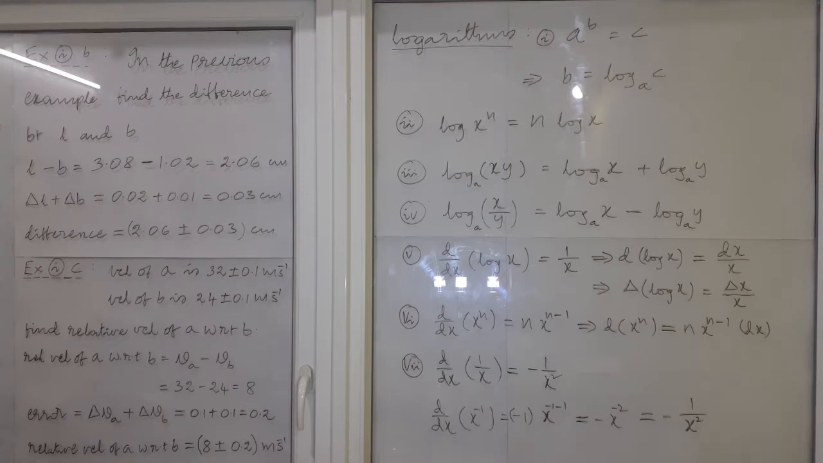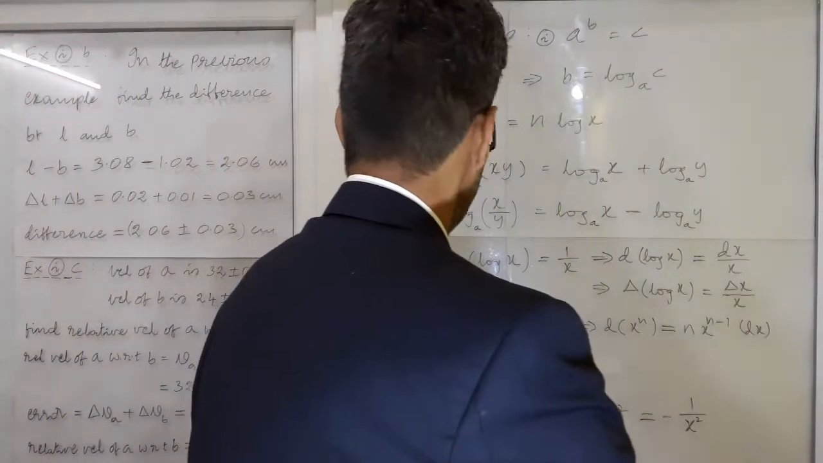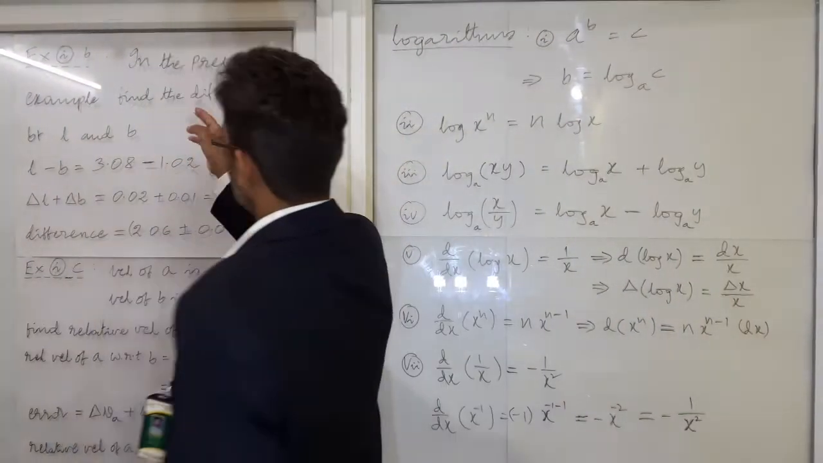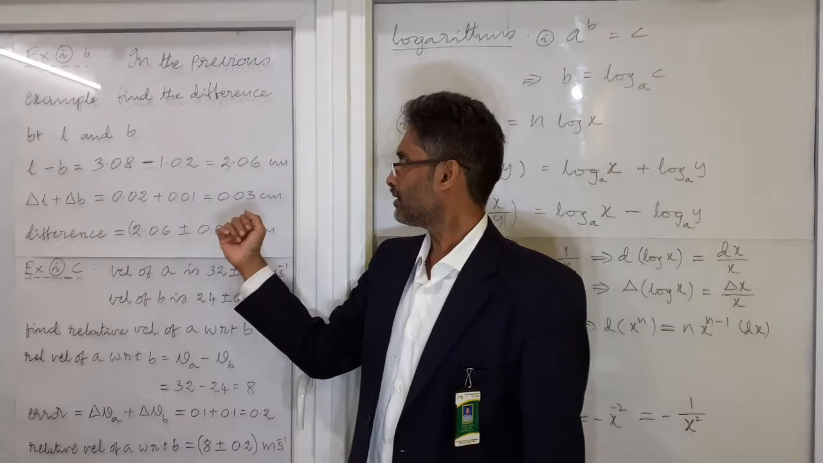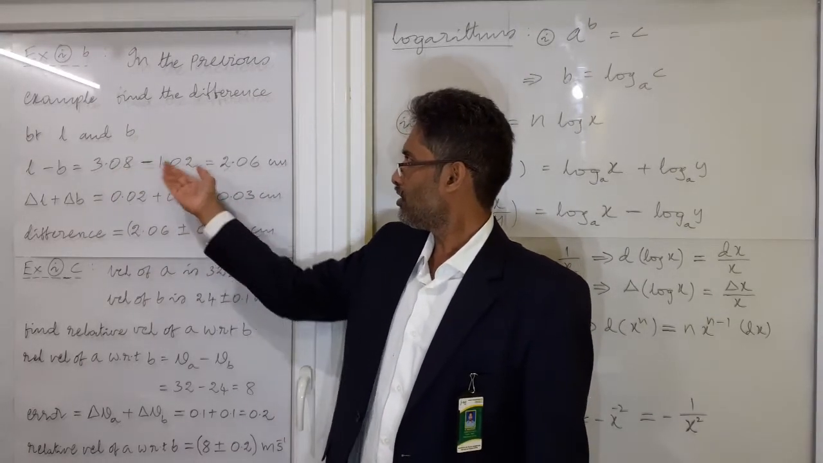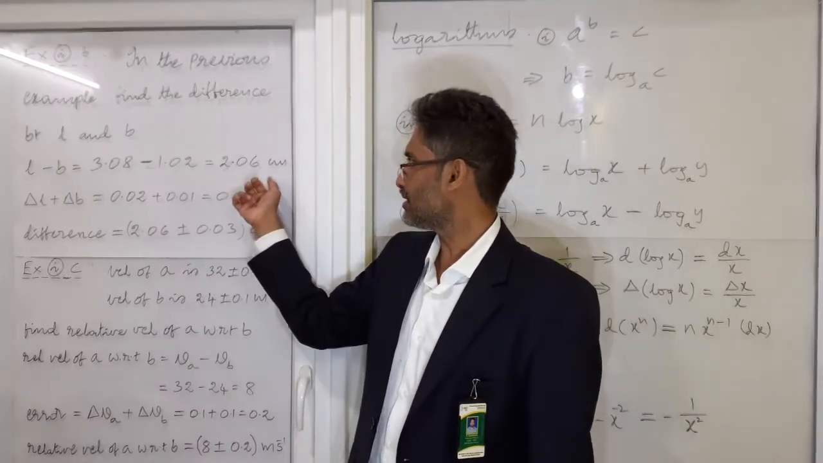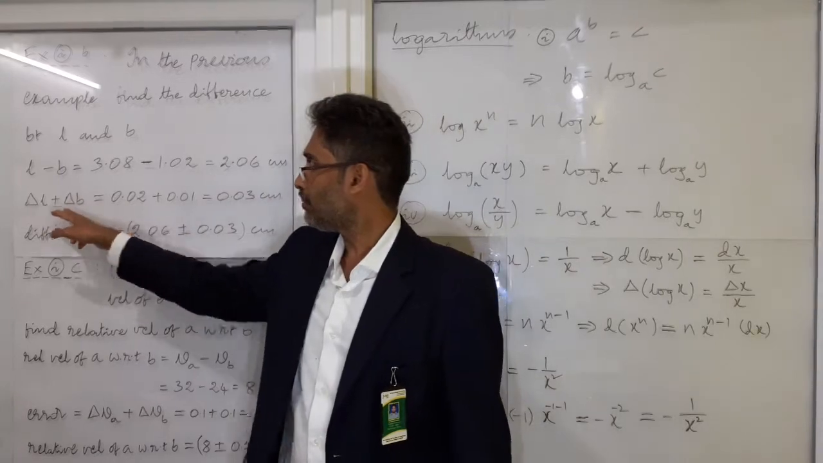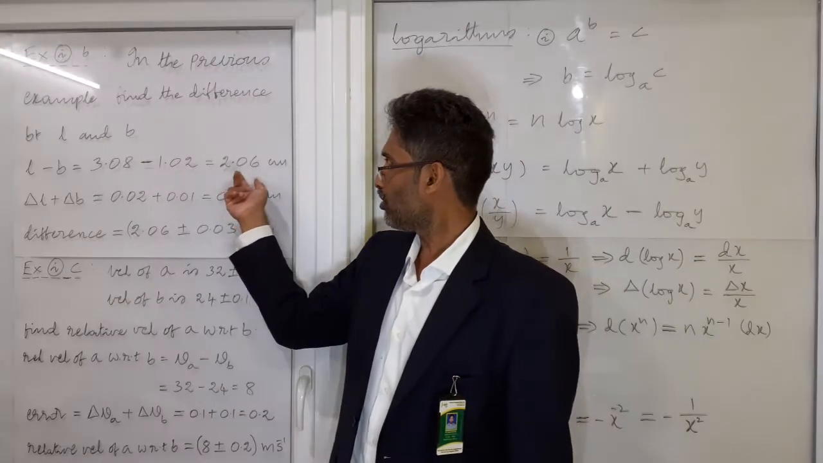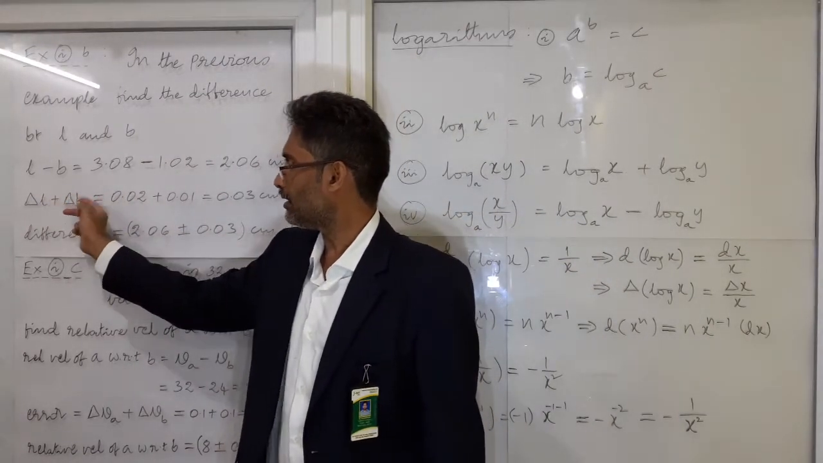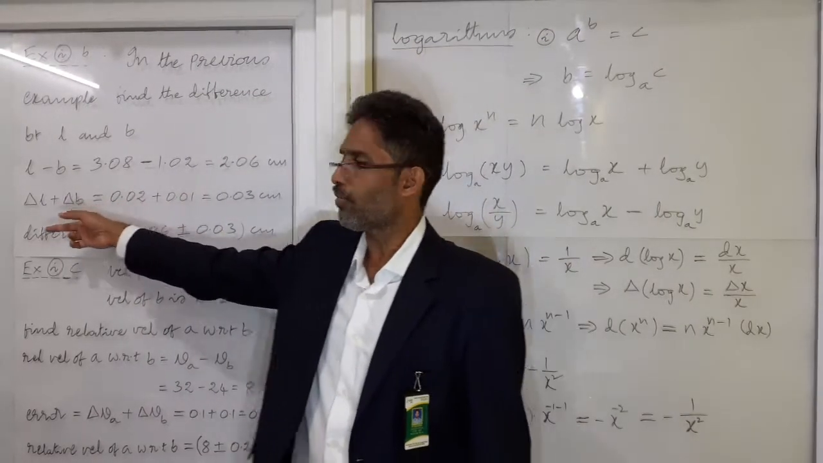Continuing the previous part, we are thinking of the difference between the length and breadth. In the previous example, if we want to find the difference between L and B, the true value is L minus B, 3.08 minus 1.02, which is 2.06 centimeters. Now, error is equal to delta L plus delta B, which is 0.03 centimeters. We are not taking the difference between delta L and delta B. It's not the subtraction. Here also it is the addition because we are thinking of maximum probable error.